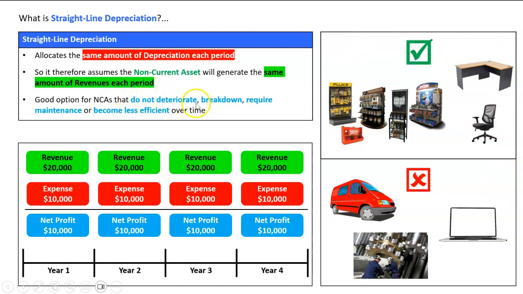Non-current assets that don't deteriorate or break down, and have the same amount of efficiency over their whole life. So the revenue earned in year 1 is the same as in the last year. Therefore, we're going to charge the same amount of depreciation expense each year. And that whole process is called straight line depreciation.